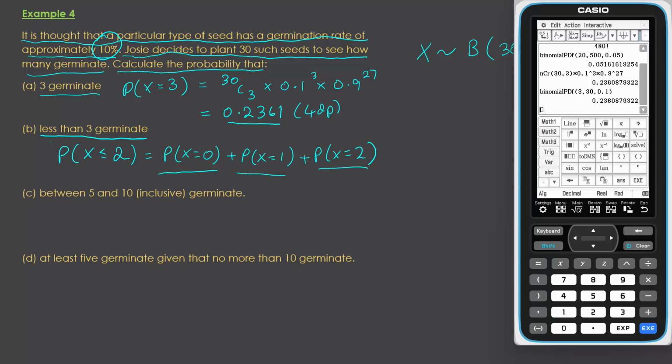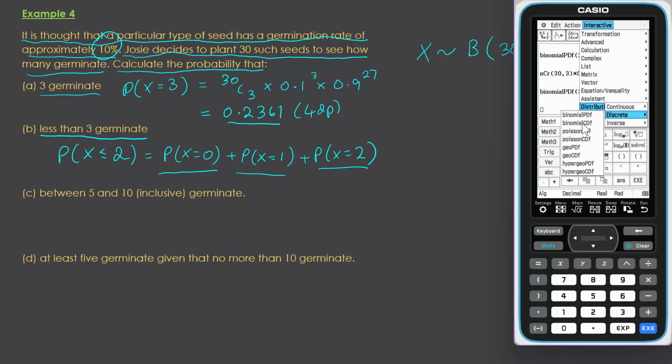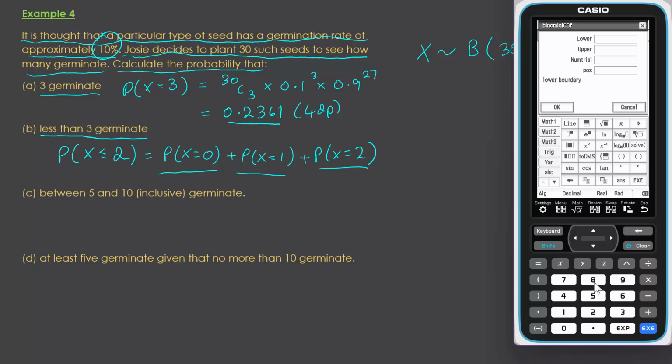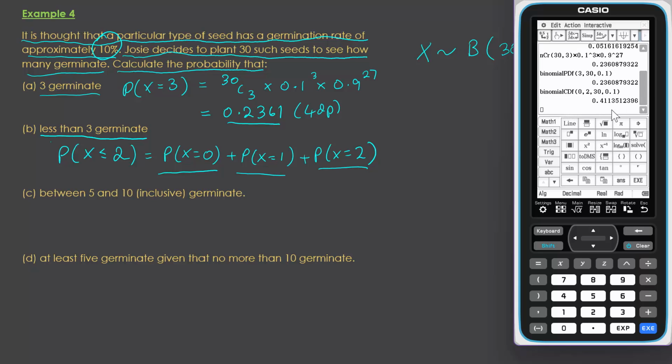Now, you're always going to have the calculator in this situation, and so we would use the binomial CDF. That gives us a range of values, and we can see that range is from 0 to 2. We know the number of trials is 30, and the probability of success is 0.1. And then if we OK that, we get 0.4114. Again, to 4 decimal places.